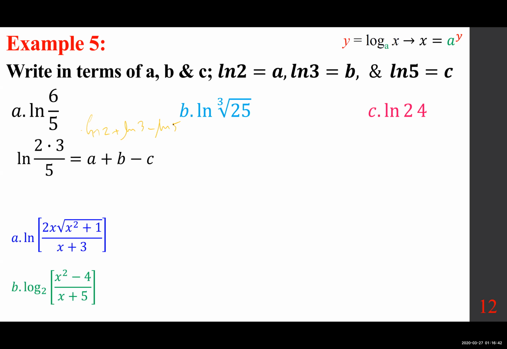Yes, thank you. What do you think we can do with part B? Anyone? How do we break this such that we have only 2, 3, 5? Any ideas? Okay. Everybody knows the fifth root of 5 squared, right? So ln of 5 to the power of 2/3, which is 2/3 ln of 5, which is 2/3 c. Does that make sense?